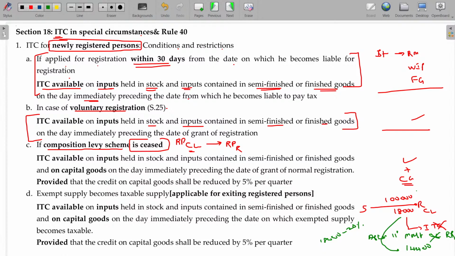This will be available only for whom? Only for the person who was already registered under composition and now goes for the regular registration. Clear?